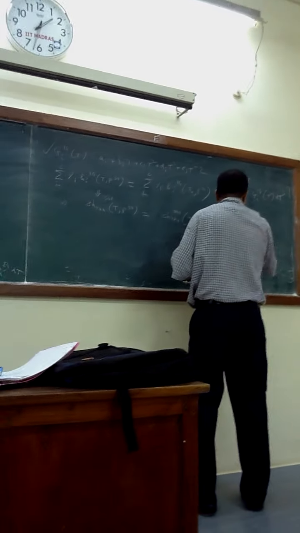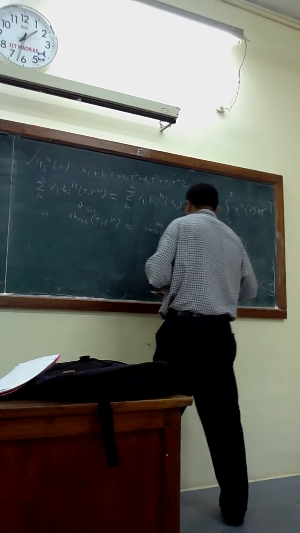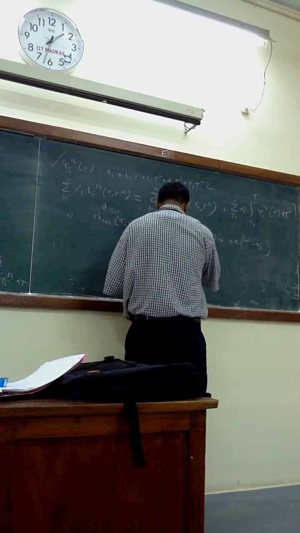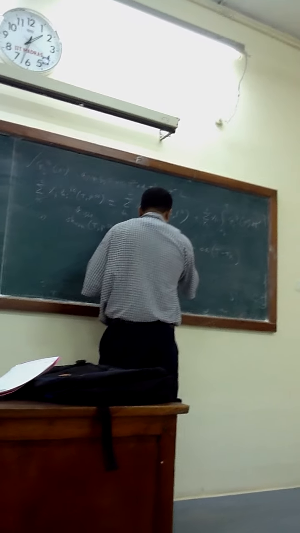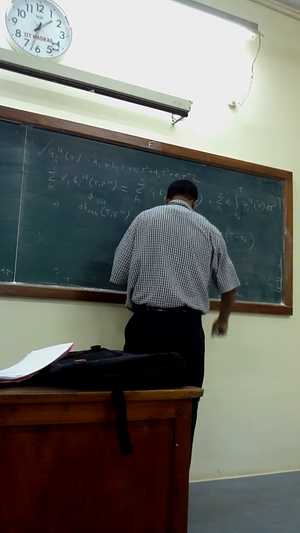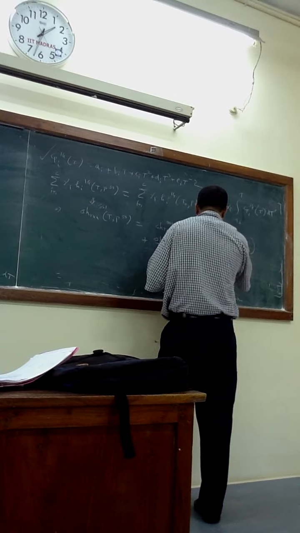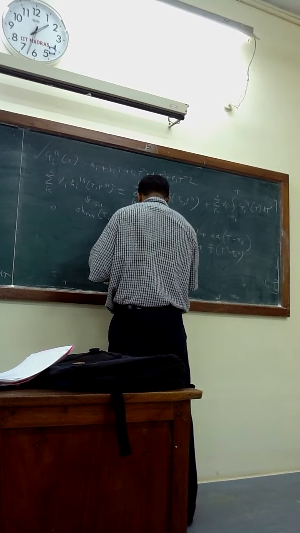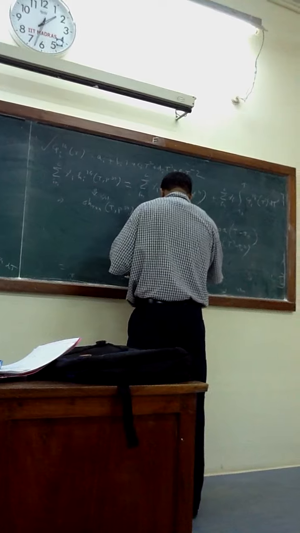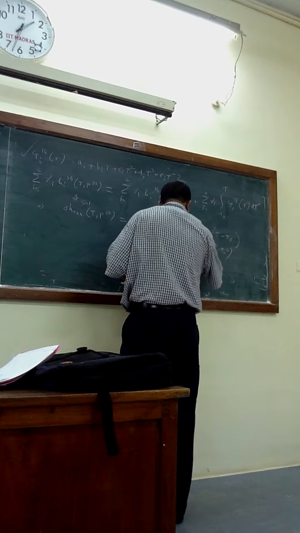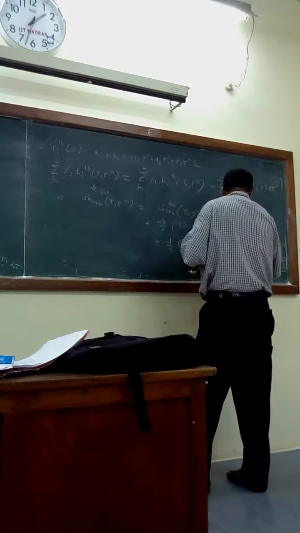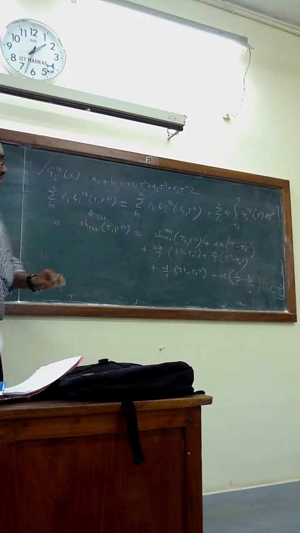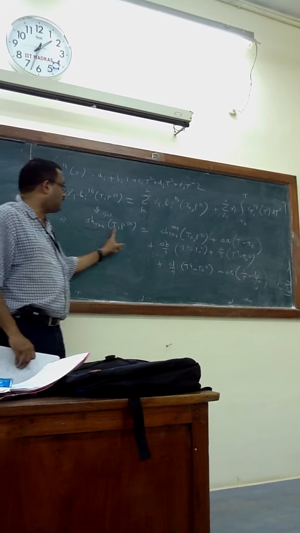Delta A times (T minus T0), plus delta B by 2 times (T square minus T0 square), plus delta C by 3 times (T cube minus T0 cube), plus delta D by 4 times (T to the power 4 minus T0 to the power 4), minus delta E times (1 by T minus 1 by T0). So that's the heat of reaction at a particular temperature.